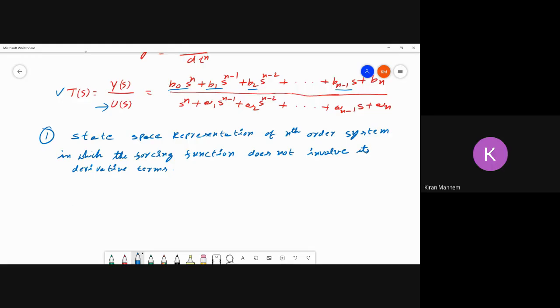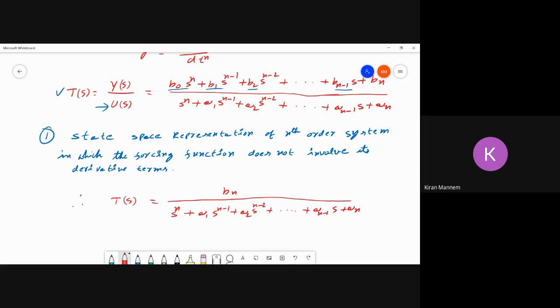So I can rewrite this equation as, therefore, T(s) would have only one term in the numerator, that is bn. T(s) is equal to bn by the denominator, which is s to the power of n plus a1 into s to the power of n minus 1 plus a2 into s to the power of n minus 2 plus and so on, a(n minus 1) into s plus an.